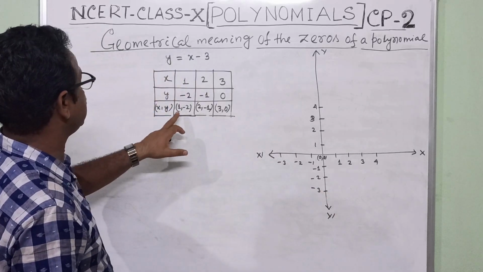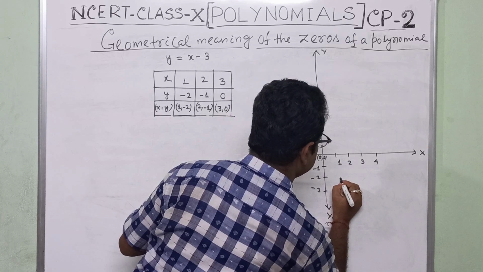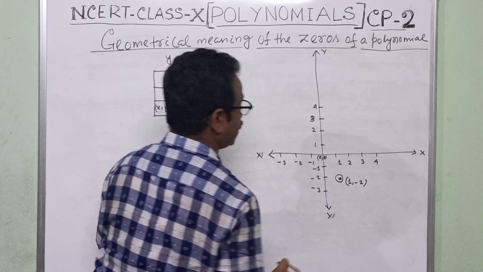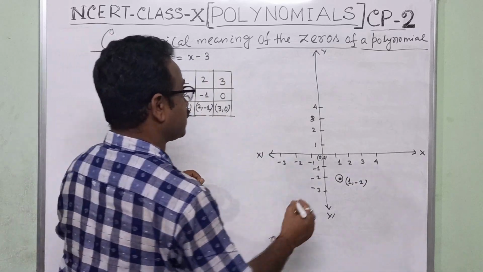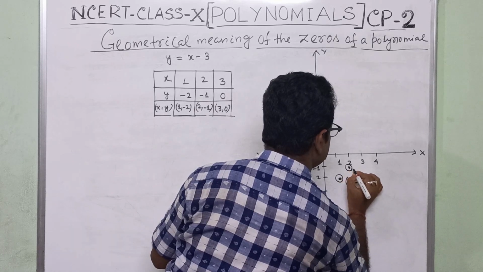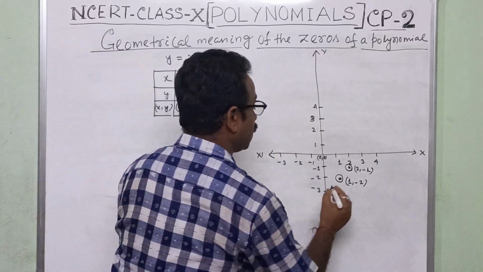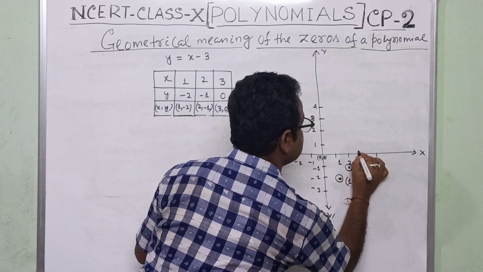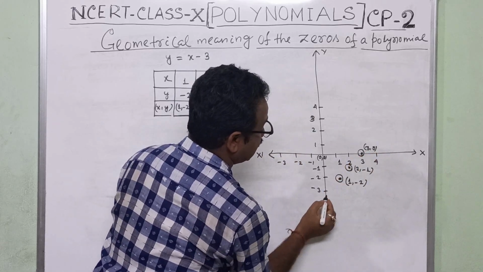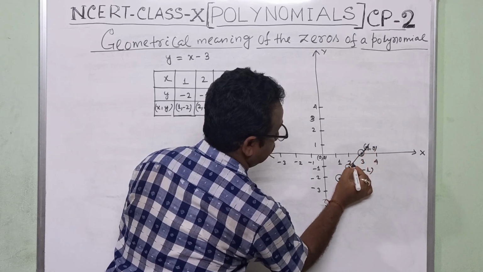Now I will plot the points. (1, -2) is my first point. Second, (2, -1), here is my point. Third one is (3, 0). This is the point (3, 0). Now the linear graph: I will join the points.